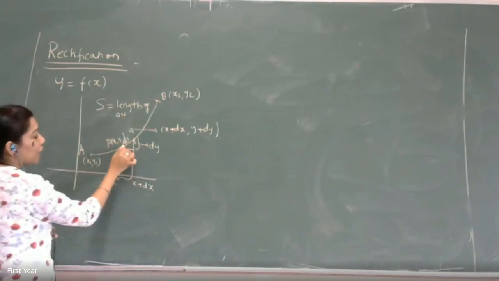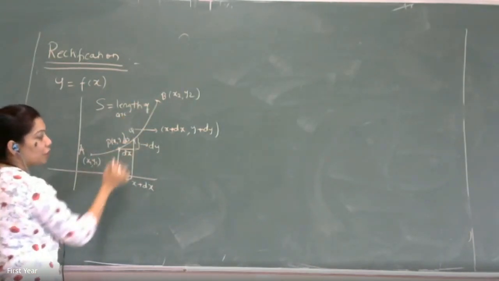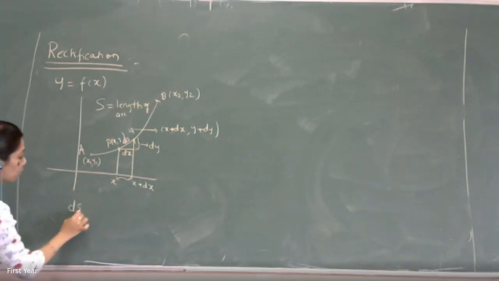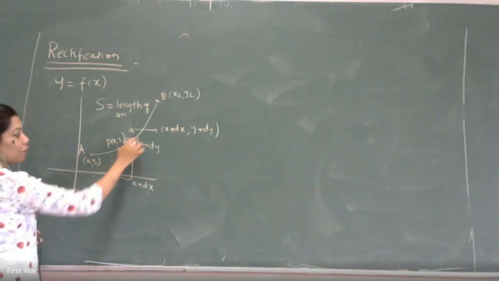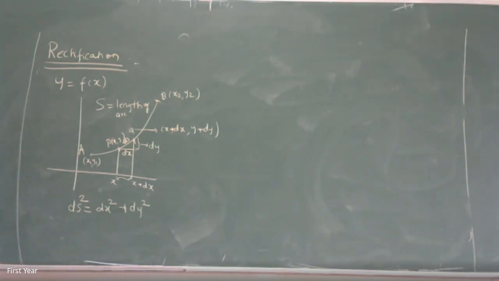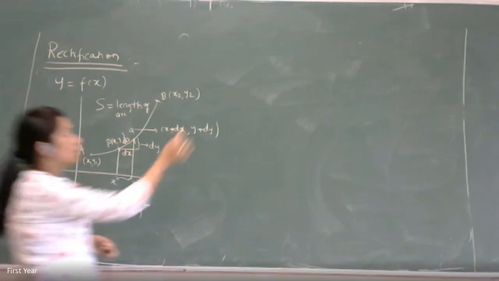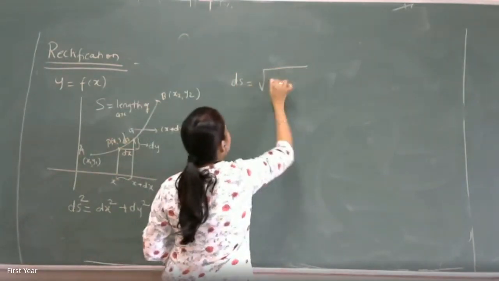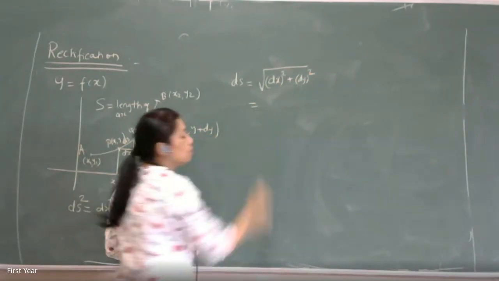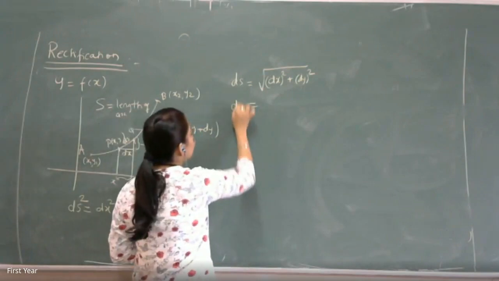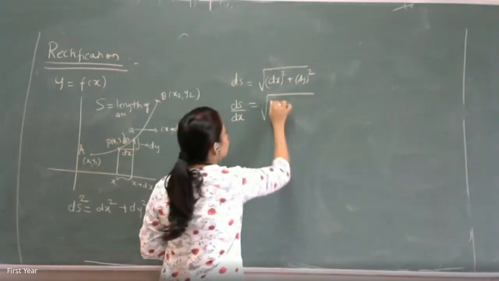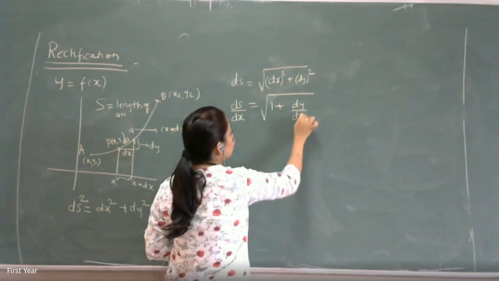Okay, so what I am going to do is find the entire length with the help of small changes. So what is the small change denoted by ds? Using Pythagoras theorem, what is ds square? This is your hypotenuse. So ds square is actually dx square plus dy square. Correct? That's why ds is equal to square root of dx square plus dy square. If I want to write it in terms of derivatives, this will become ds by dx, because I am writing it outside the square root, and this will become 1 plus dy by dx the whole square.